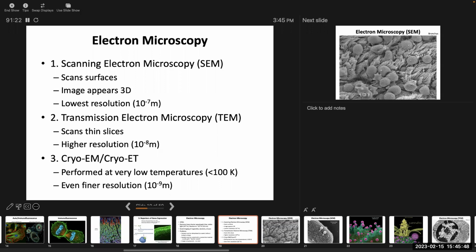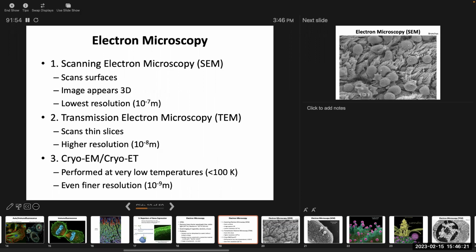And then finally, the most recent development in electron microscopy that's probably come about within the past 20 years is what's called cryo-EM or cryo-ET, which stands for cryo-electron microscopy or cryo-electron tomography. This is very similar to regular electron microscopy, except for the fact that it's performed at extremely low temperatures. And you don't have to sputter coat these things with gold. When you cool something down to extremely low temperatures, it becomes conductive.